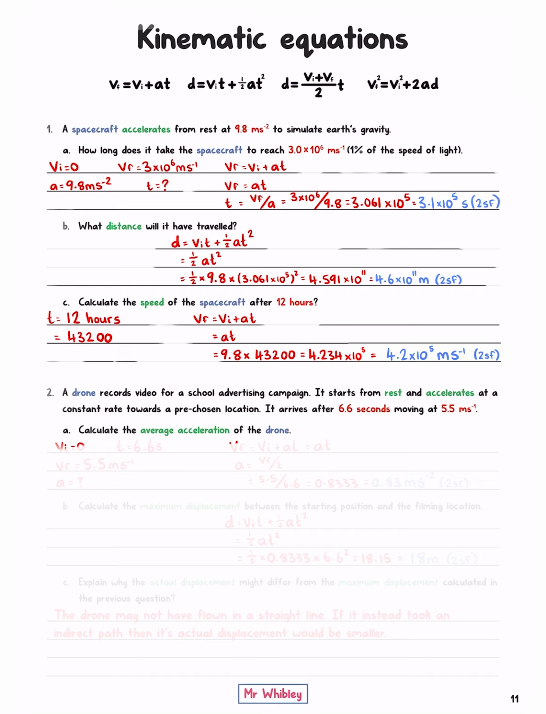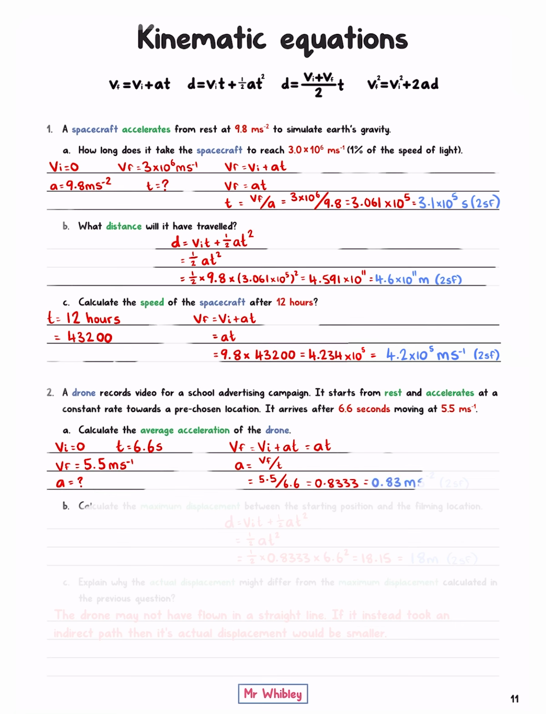Our initial velocity was 0, our time was 6.6, our final velocity was 5.5, and we want to find the acceleration. The one thing we don't have and don't care to find is our distance, so we choose the equation without distance, which, because vi is 0, simplifies to acceleration times time. Solving for acceleration by dividing both sides by t, putting in our numbers, gives us 0.8333 or 0.83 meters per second squared to two significant figures.